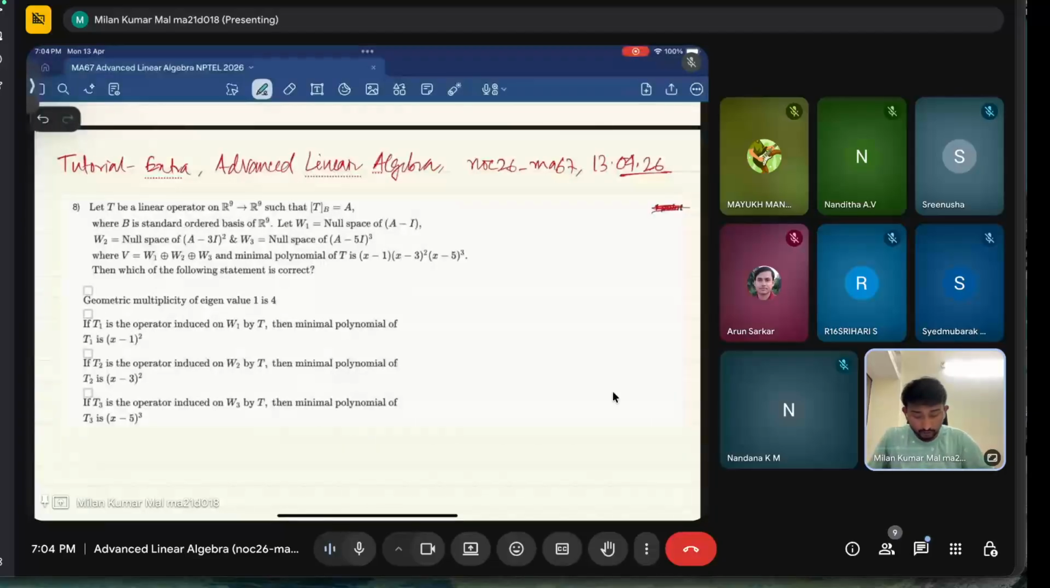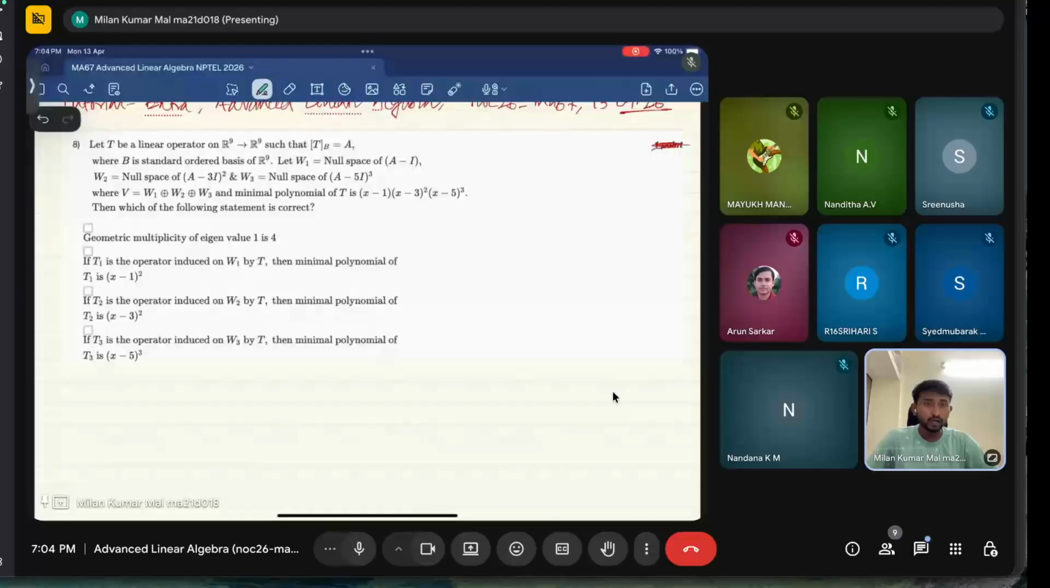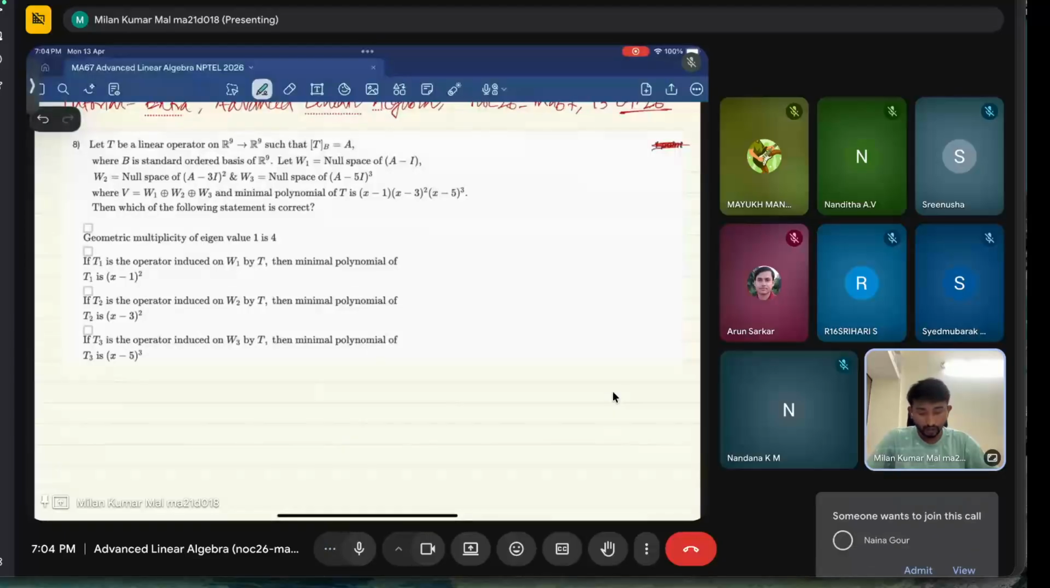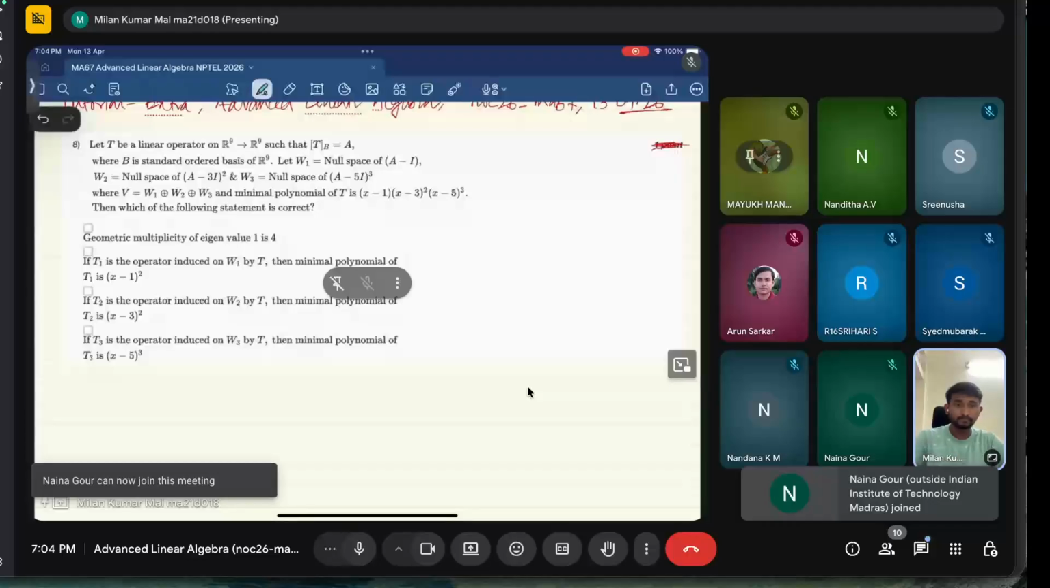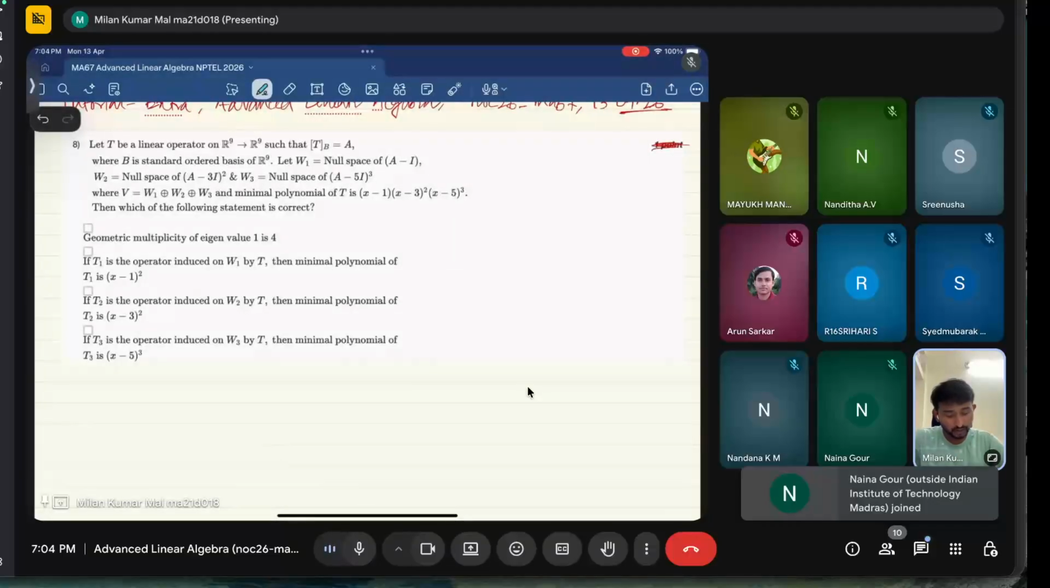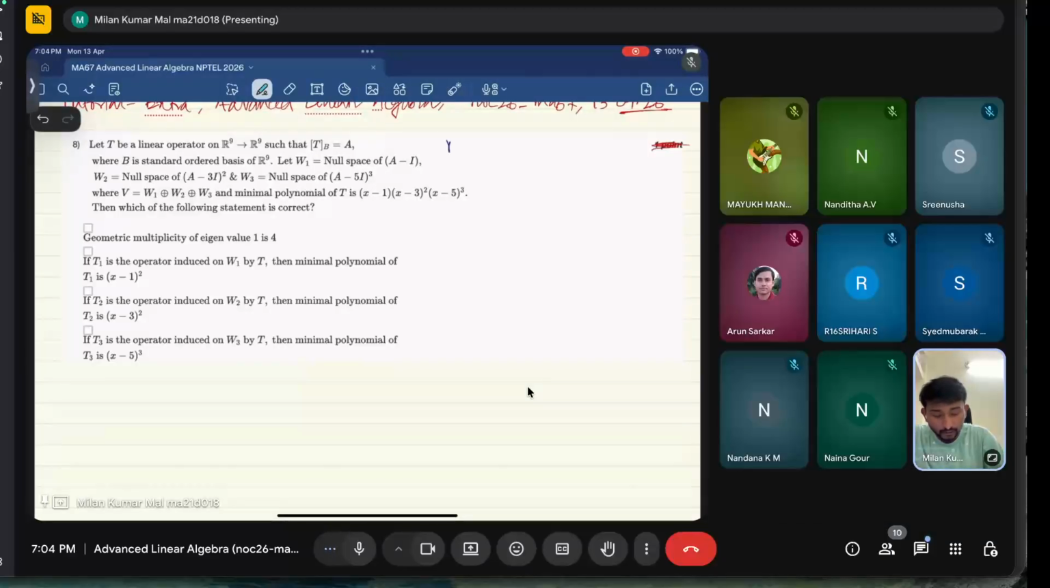Okay, so this is one of the problems. Let T be a linear operator from R9 to R9, where R9 is considered as a vector space of dimension 9 over the real field. Let B be the standard ordered basis. What is meant by B? B is the standard ordered basis, that is E1, E2, all the way to E9.